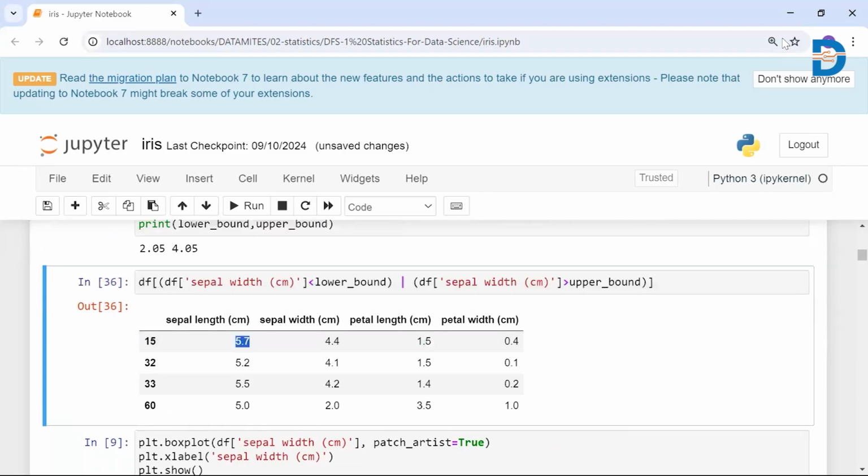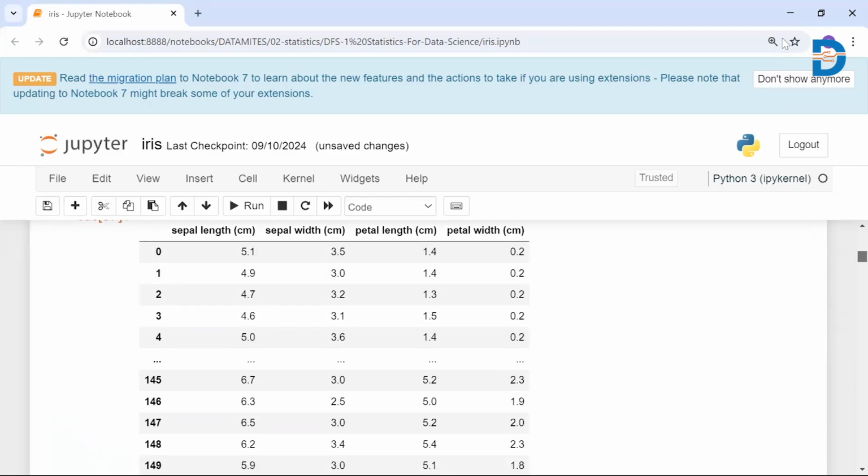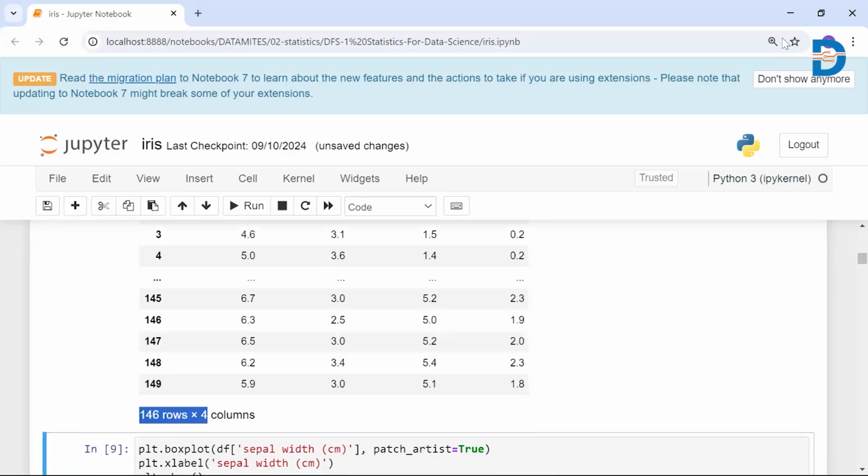So if you don't want the outlier data, then the values lying between 2.05 and 4.05 are the normal data. So we'll be extracting it, and we can deal with this data for further analysis. Since there are totally 150 rows and 4 outliers, once after removing the outliers, we'll be getting 146 rows.